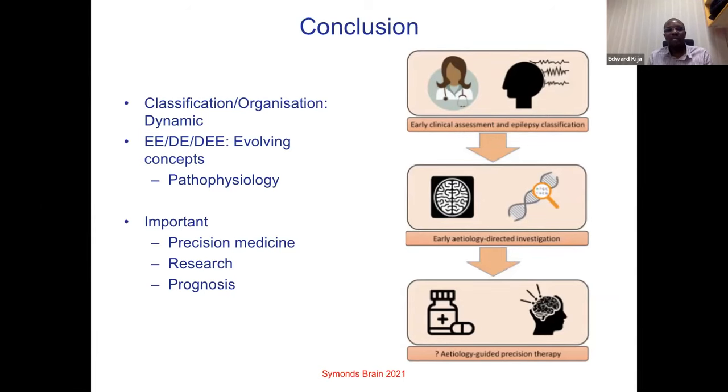So early clinical assessment and epilepsy classification is important, so that early assessment and classification could guide an early etiology-directed investigation to determine whether it is linked to a genetic etiology or related to a structural etiology, and possibly that in future could lead into a precision therapy which not only would be able to control the seizures, but would also be useful in controlling the other comorbidities which usually accompany the DEEs.